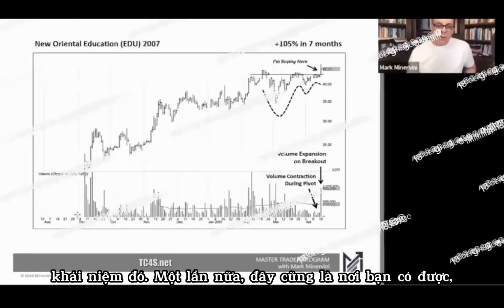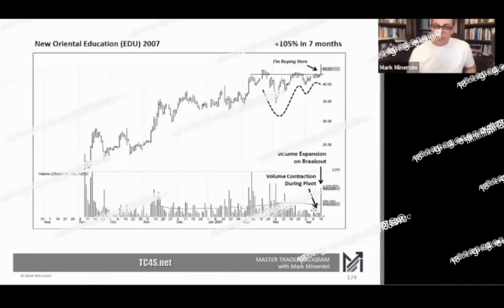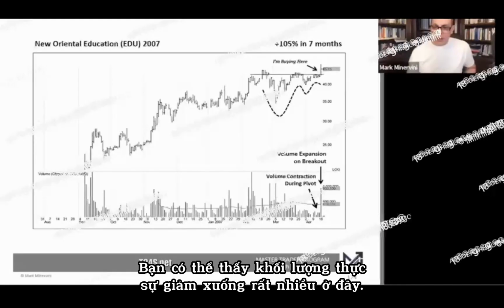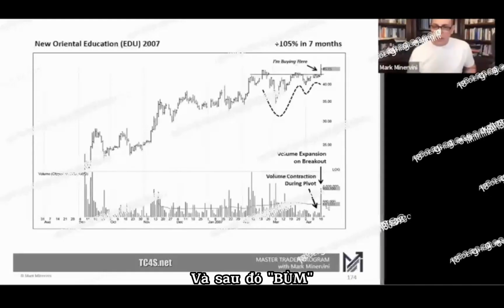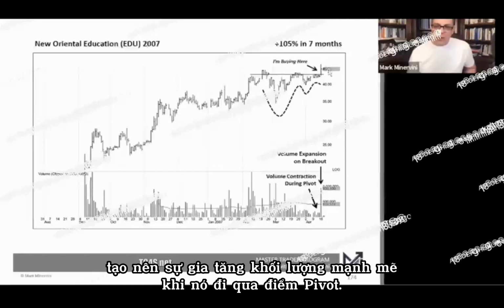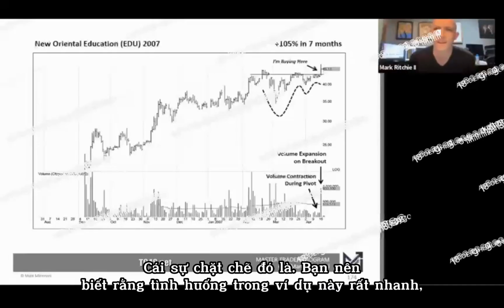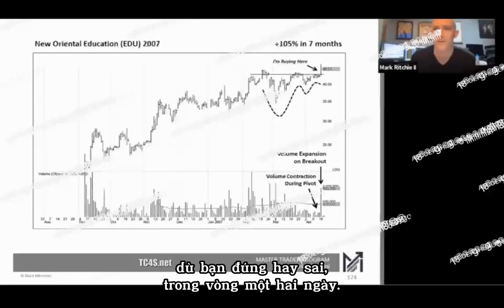So again, here's the 1-2 where you get the contraction in volume, right? You can see volume comes way down here, and then bang, real strong volume expansion as it goes through that pivot point, very, very tight. And that's a great example too, Mark, of how tight that is. You should know very quickly in an example like that whether you're right or wrong within a day or two.